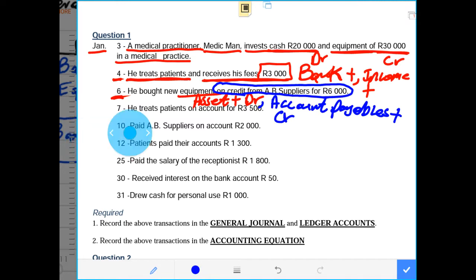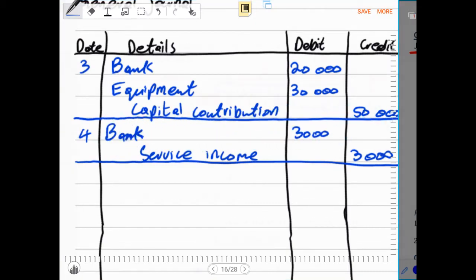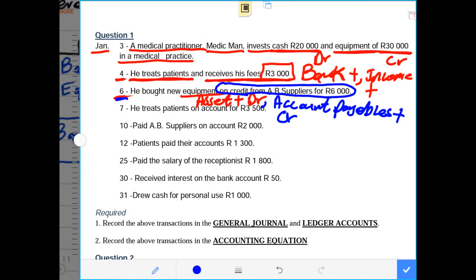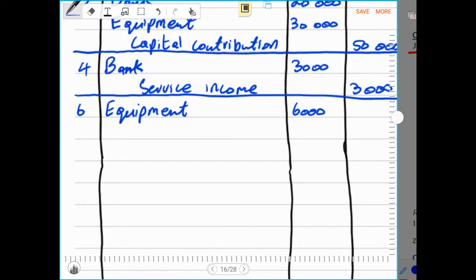Therefore, now we record the amount of the equipment, which is the increase in our assets. And the date of this transaction is the 6th of January. So now we say, because we bought equipment, therefore equipment must increase. And we know that equipment is an asset, and assets increase on the debit side. So here is an asset increasing on the debit side. And because we bought this equipment on credit, our liabilities will increase on the credit side.